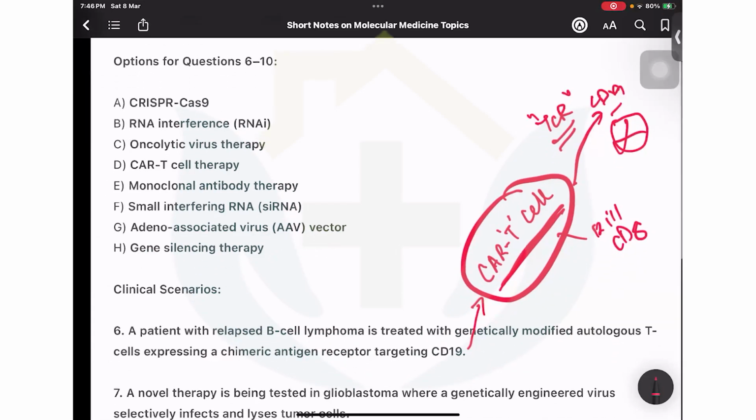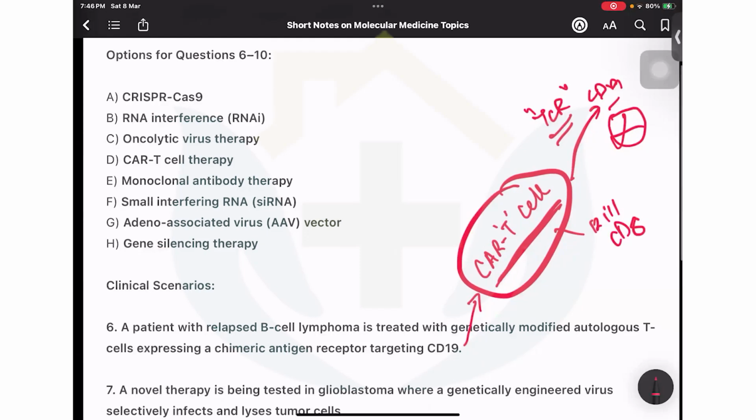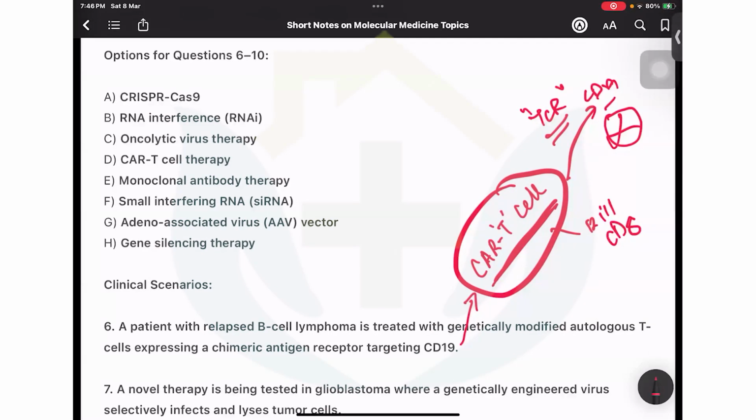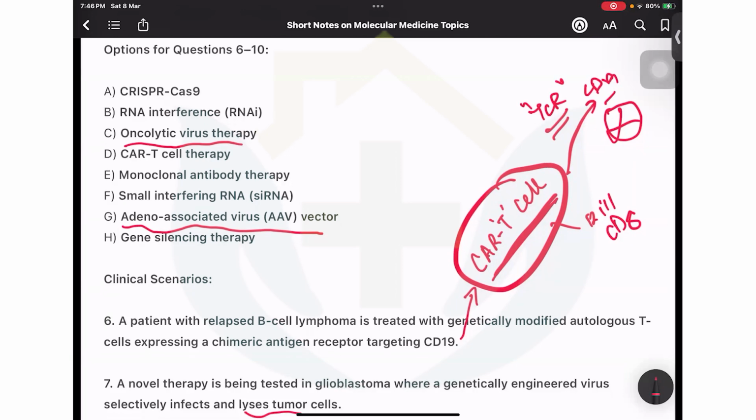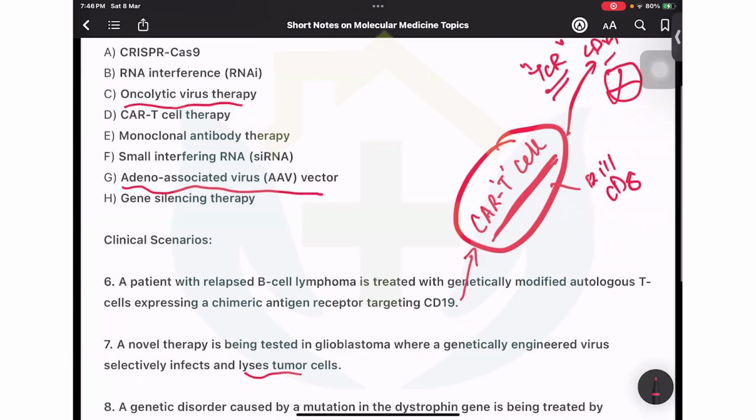Okay. A novel therapy is being tested in glioblastoma, where a genetically engineered virus is used that selectively infects and lyses tumor cells. So we are using a virus. Which of the following is the answer? One is saying adeno-associated virus vector. The other is oncolytic virus therapy. Here we are basically lysing the tumor cells, so this is more likely to be oncolytic virus therapy.